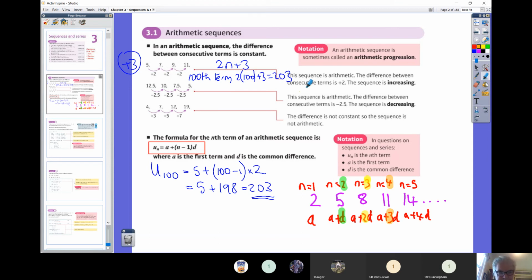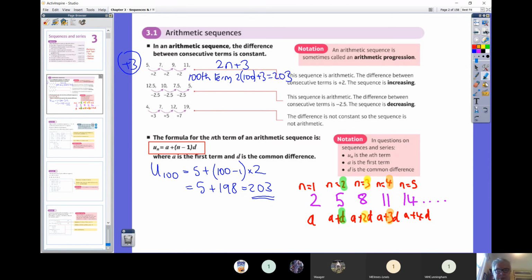Now, using the slightly more complicated but same formula here, what we're saying is the 100th term is a, which is 5, the first term, plus n minus 1, so 99 lots of d, which is 2, so 5 plus 198. That also tells us that the 100th term is 203. So this is an nth term formula, a slightly more complicated one than we're familiar with from IGCSE, but this is what we need to get familiar with.